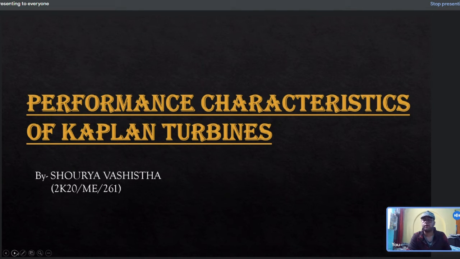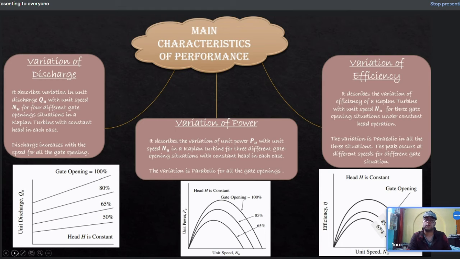Good morning, everyone. Now, I, Shourya Vashishta, roll number 261, shall describe the performance characteristics of the Kaplan turbine. These characteristics are studied under constant head, and variation is done for discharge, power, and efficiency of the turbine. In variation of discharge, unit discharge is measured against unit speed for 4 different gate openings. The curve obtained is an inclined straight line.